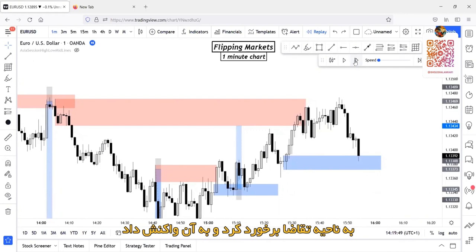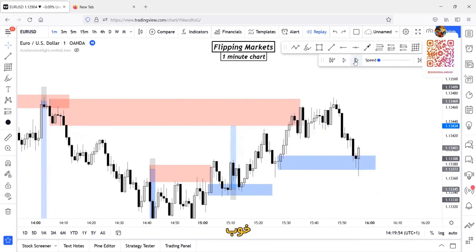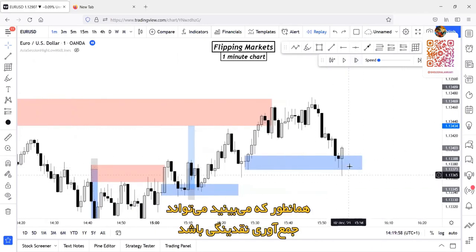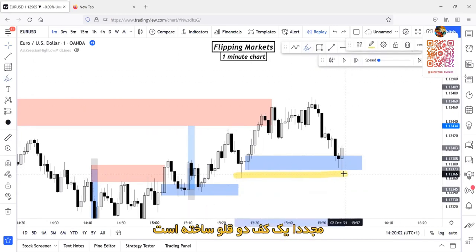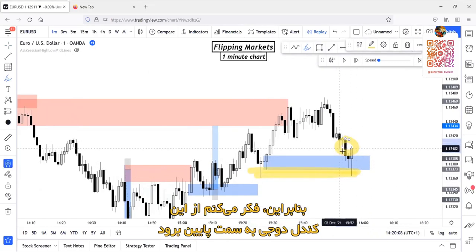tapped into a demand zone, reaction on that demand zone. Okay. And price actually broke that demand zone. As you can see, it could be a liquidity sweep, but it created double bottoms again. So this liquidity is closer to price, and I believe it will go short from maybe this doji candle.